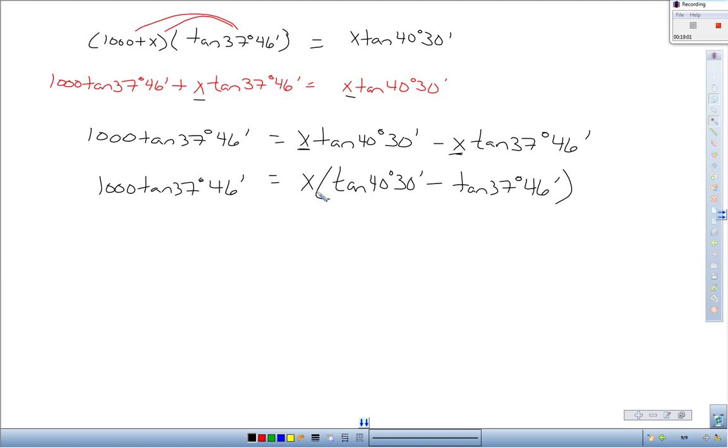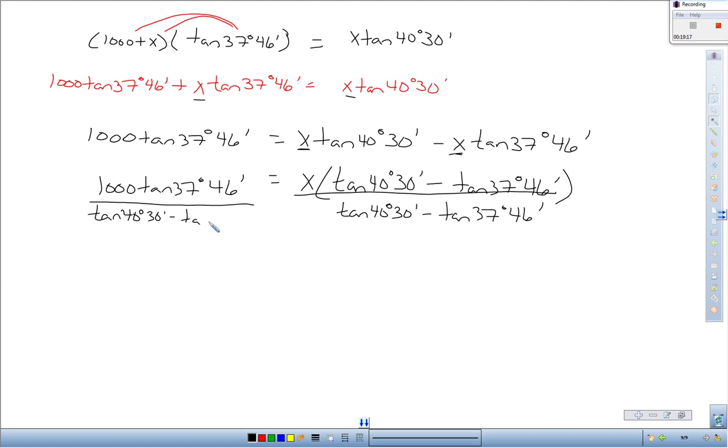If I want to solve this for x, I'm going to divide this by this. I know it looks like a horribly long expression, and it really is. I'm going to divide both sides by tangent of 40 degrees, 30 minutes minus tangent of 37 degrees, 46 minutes. So then this crosses out, and that just leaves me x. Now this looks like a horrible expression, and trust me, back in the day, without your calculators, this would have been horrible to calculate. However, you can type this whole value into your calculator.